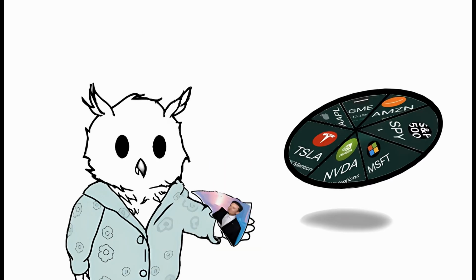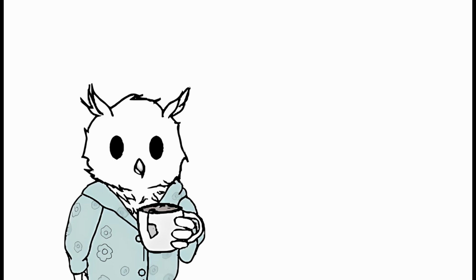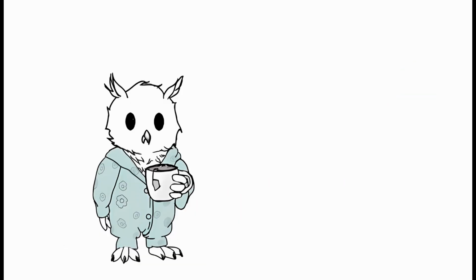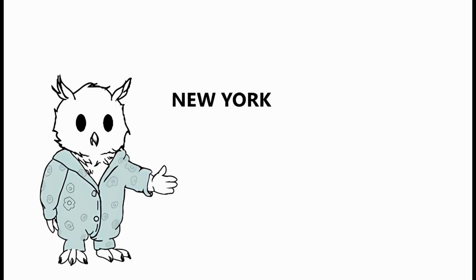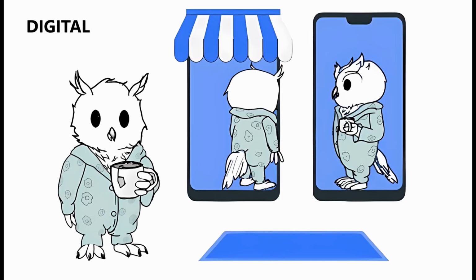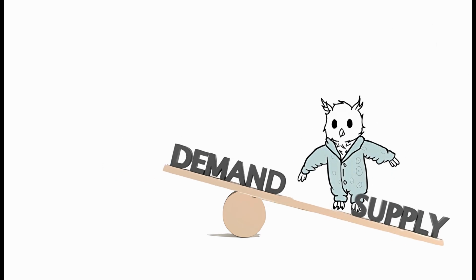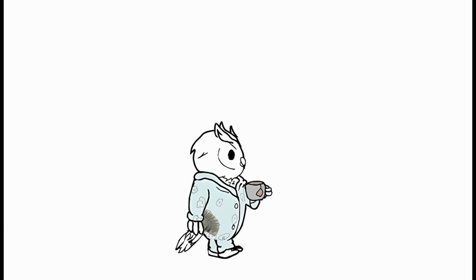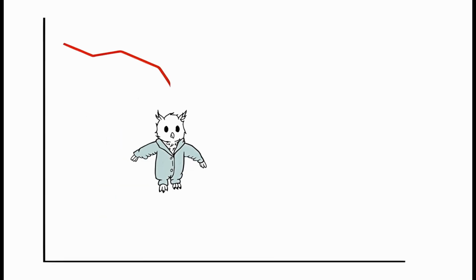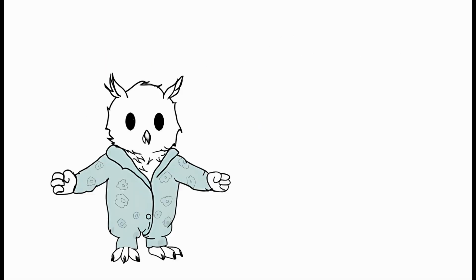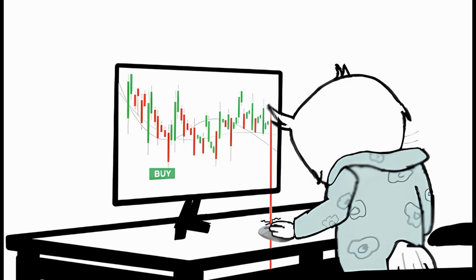A stock is just a small slice of a company. When you buy one, you're essentially saying, oh, I think this company will do well, and I want a piece of that. These stocks are typically traded on exchanges like the NYSE or NASDAQ, which are online marketplaces where supply meets demand. If more people want to buy it, the price goes up. And if more people want to sell, then the price goes down. Simple.